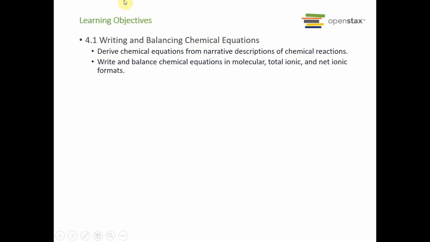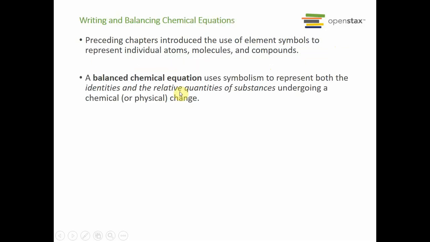So our objectives here: writing and balancing chemical equations, derive chemical equations from narrative descriptions of chemical reactions, write and balance chemical equations in molecular, total ionic, and net ionic formats. The preceding chapters introduce the use of element symbols to represent individual atoms, molecules, and components. A balanced chemical equation uses symbolism to represent both the identities and the relative quantities of substances undergoing a chemical or physical change.